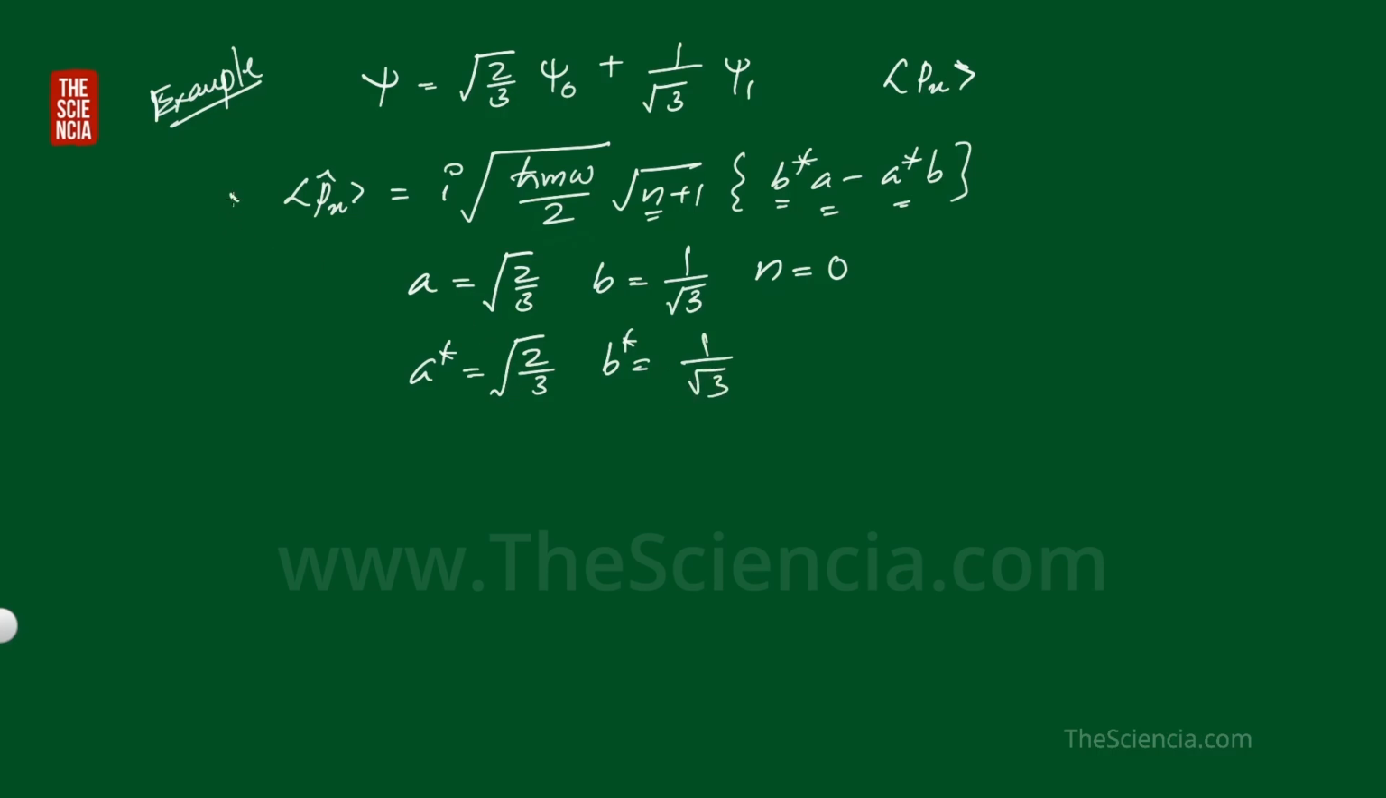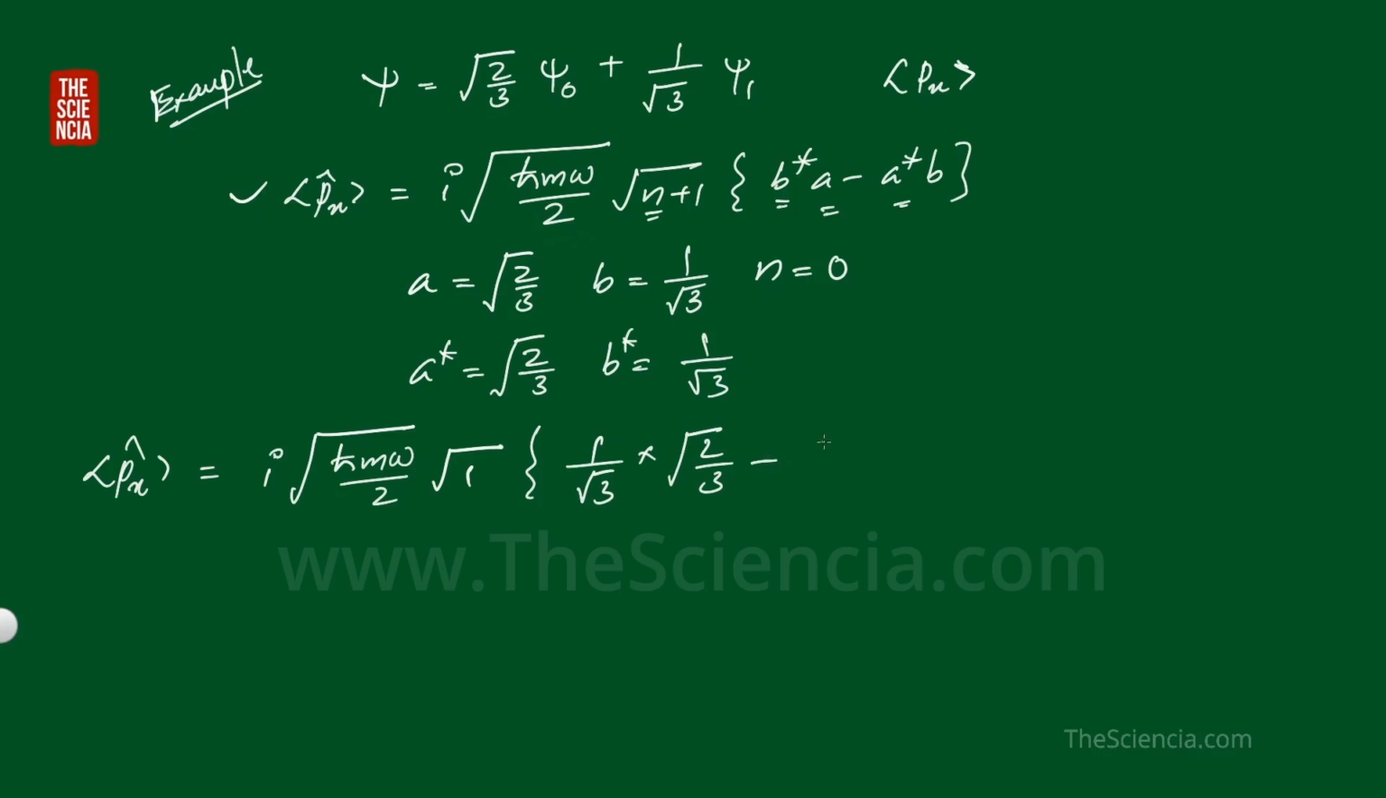Now we have to substitute all these values in this expression, that is, the expectation value of Px is equal to i root h cross m omega by 2 root n plus 1, that is 1, right, into B star, that is 1 by root 3, into A, that is root 2 by 3, minus the same thing, A star, which is root 2 by 3, into B, which is 1 by root 3. So these two terms will cancel each other. Okay, so we will get Px is equal to 0.